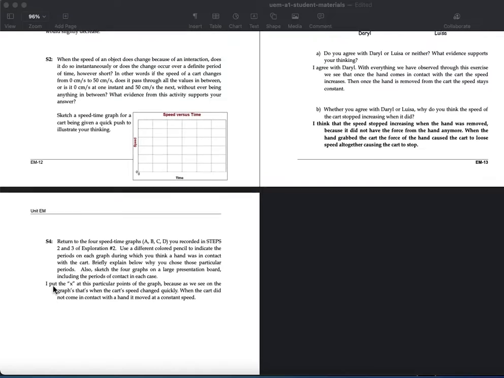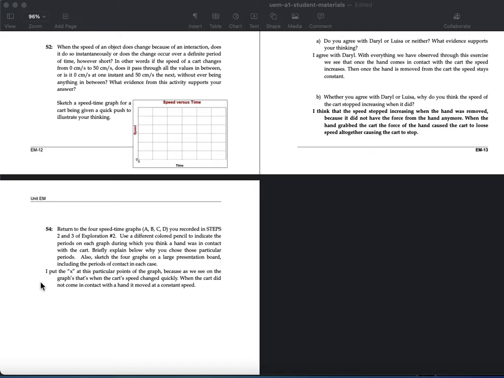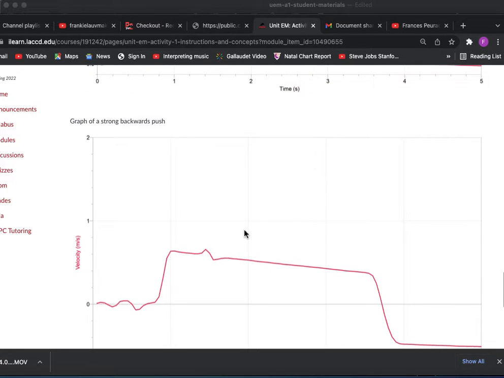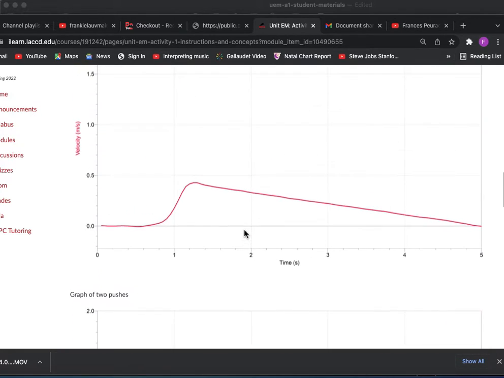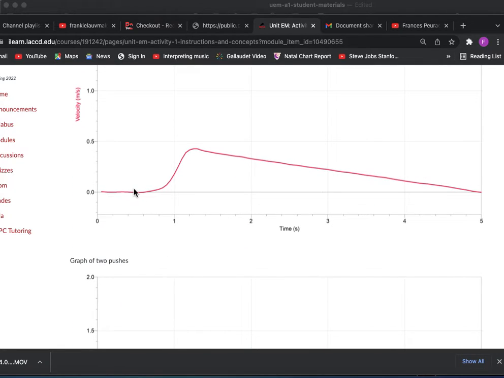I wasn't able to really put the graphs themselves on here, this section right here, for 4, but if you look back at the graphs that we observed in the concept section that the teacher set up for us, over here, I drew my graphs very similar to these. So when I had to place my X's, for this one, I placed it about here is where the hand first came in contact, and about here.